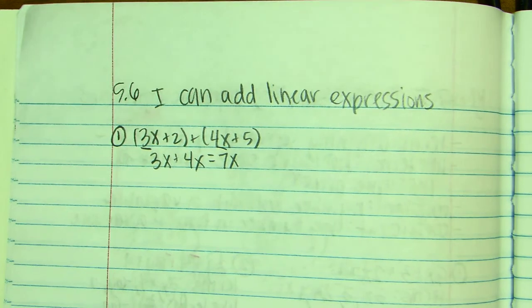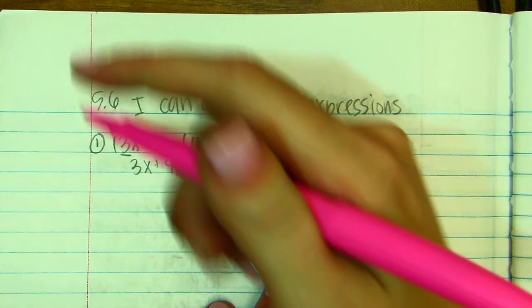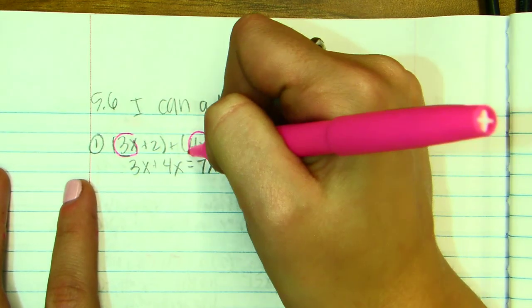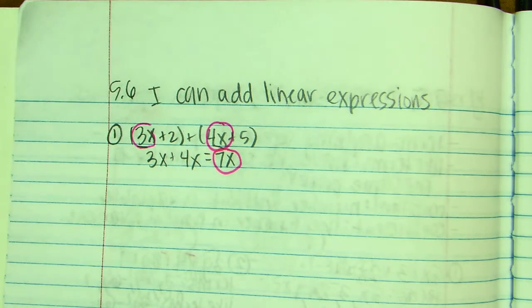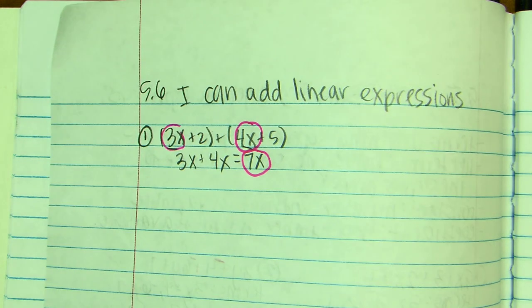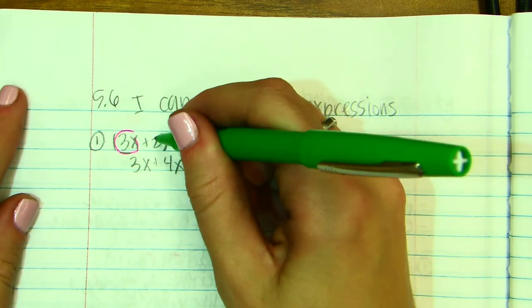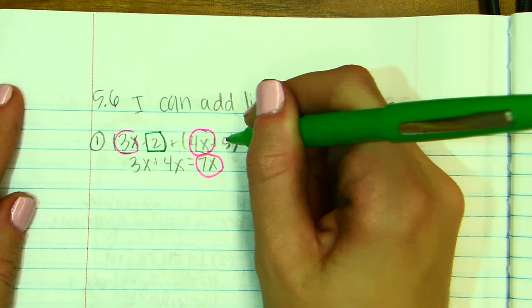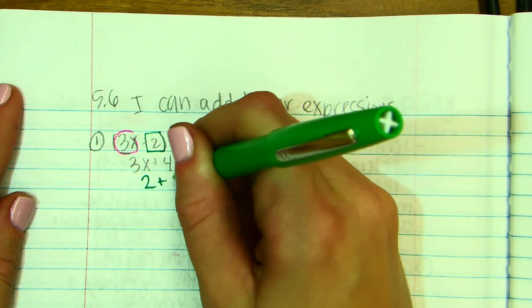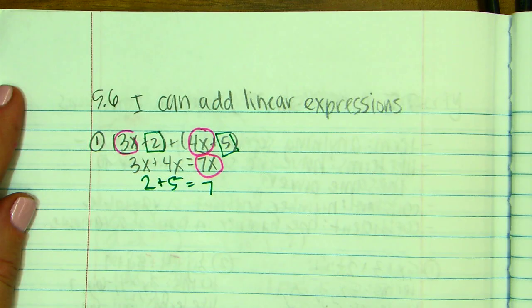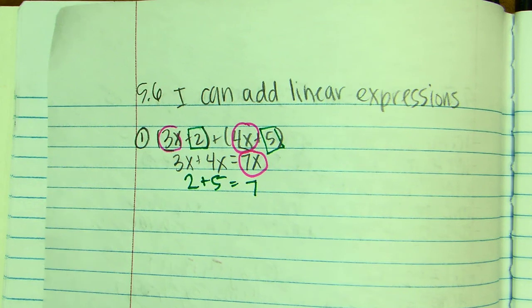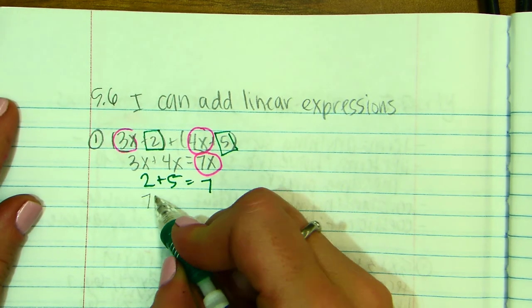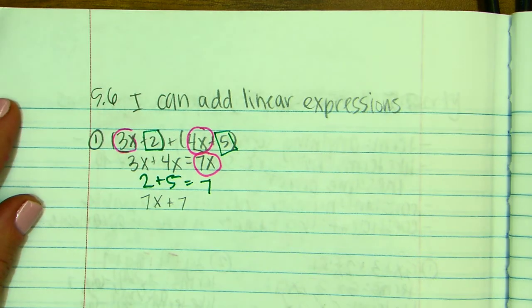I probably want to color code this just like I did last time. So remember, 3x and 4x go together, so that gave me 3x plus 4x is 7x. And then I combine my constant terms, so I can add the 2 with the 5, so I get 2 plus 5 equals 7. Then I need to put this together into one simplified answer, and I'm adding everywhere, so it's going to be 7x plus 7.